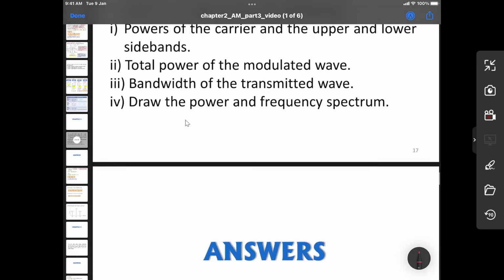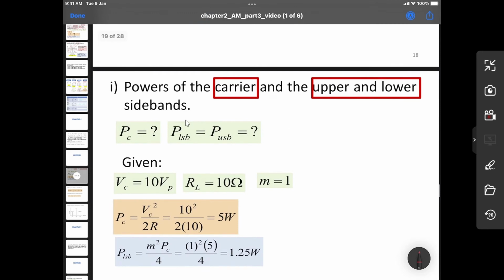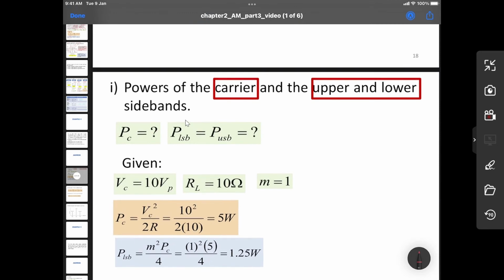Okay, so if you want to calculate the power, it depends on the one that is given. So the power of the carrier, upper and lower sideband. So the given one is the voltage, the resistor R, and M. So you want to calculate the power of the carrier, the PC. Simply use this equation, substitute that one, you will get the answer.